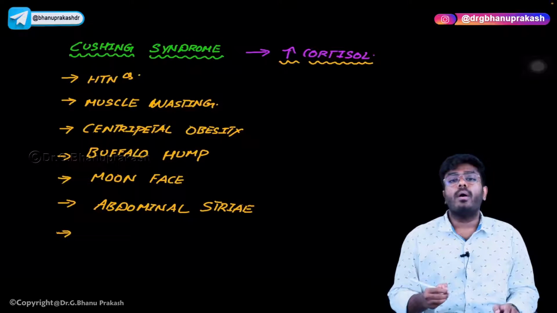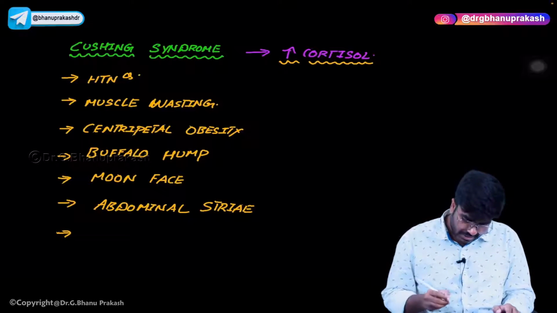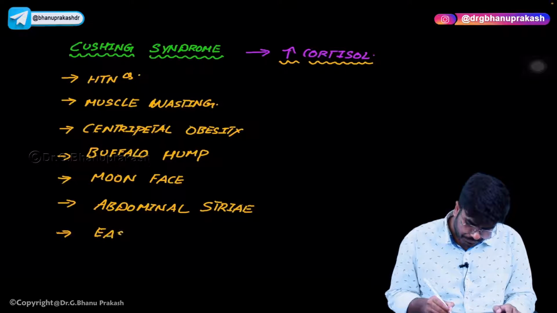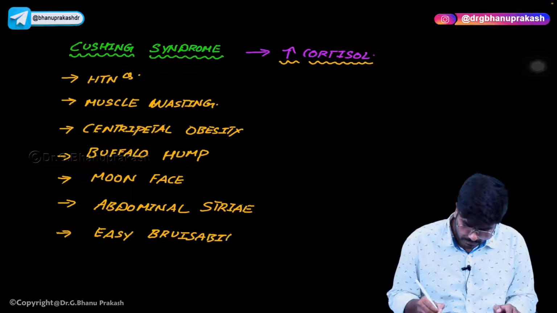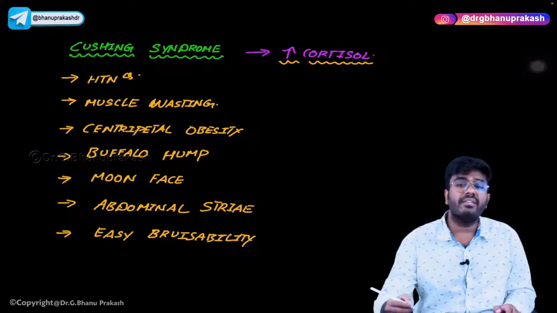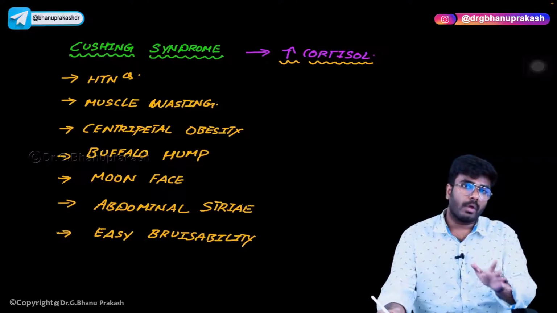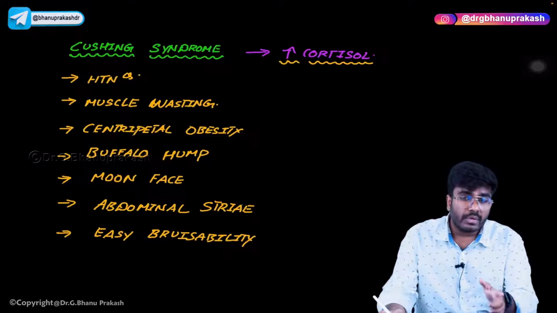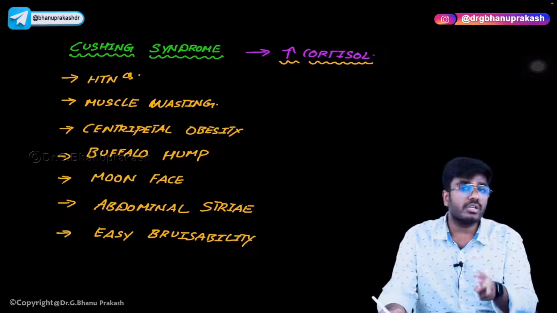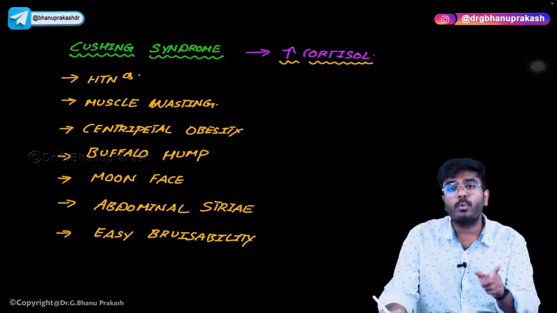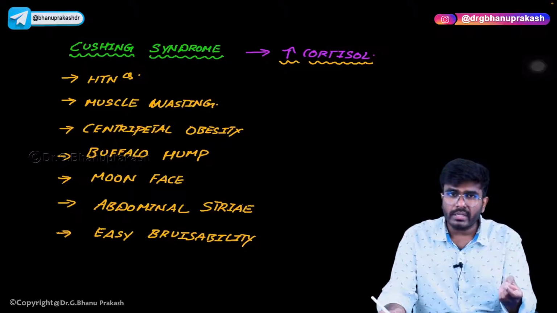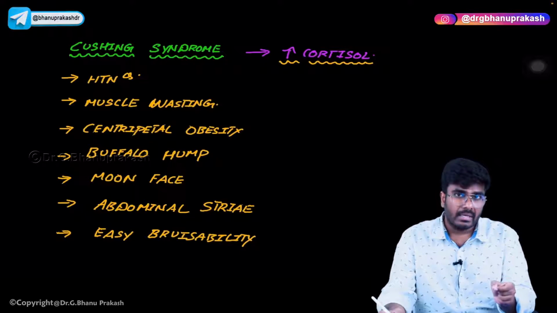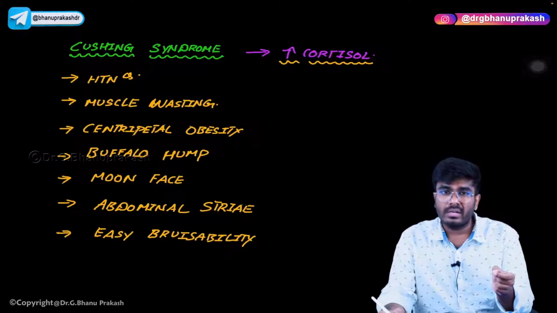Okay, now apart from abdominal striae, the patient will be having easy bruisability. Now, why is the patient having easy bruisability? See, cortisol acts on proteins and causes proteolysis, destruction of proteins. Wherever the proteins are there, the proteins are getting destroyed. Even the blood vessels are made up of collagen, right? Collagen is also a protein. So even the collagen is under attack. So blood vessels become more friable.